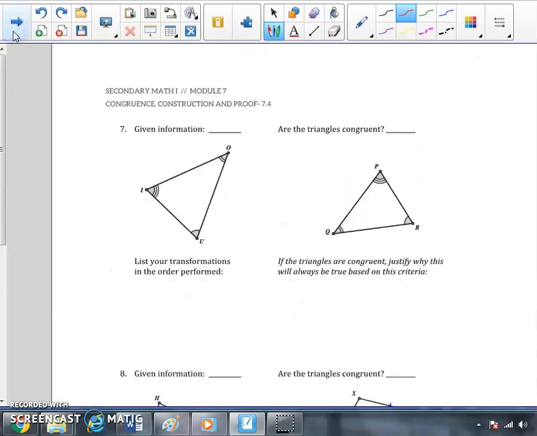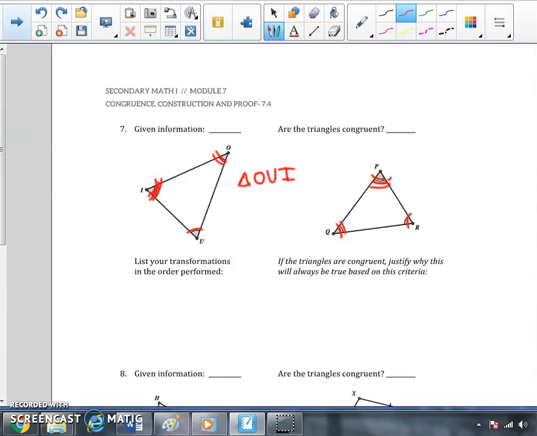In number 7, we were asked to take a look at triangle OUI and determine if it was congruent to the triangle on the right. The first thing that we noticed was that angle O had 2 tick marks, angle Q had 2 tick marks, angle I had 3 tick marks, angle P had 3 tick marks, and angle U had 1 tick mark, as well as angle R.